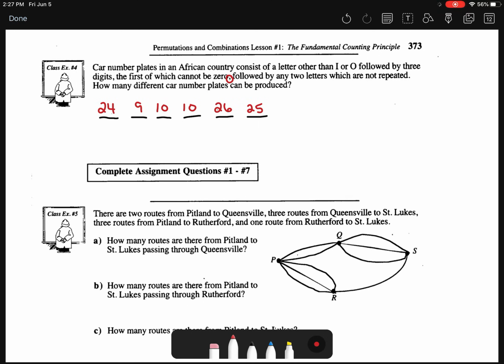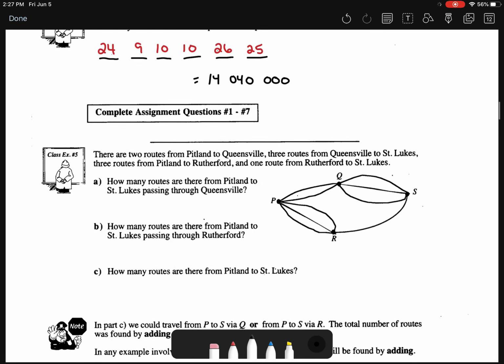A lot of people think that it goes back to the beginning of the question, where I can also not use the letter that I used at the beginning, but because of that comma, it's then followed by any two letters which are not repeated. So that refers to strictly those last two places in the calculation. So all I do now is multiply all those values together, okay? And you will get 14,040,000 as the final calculation there.